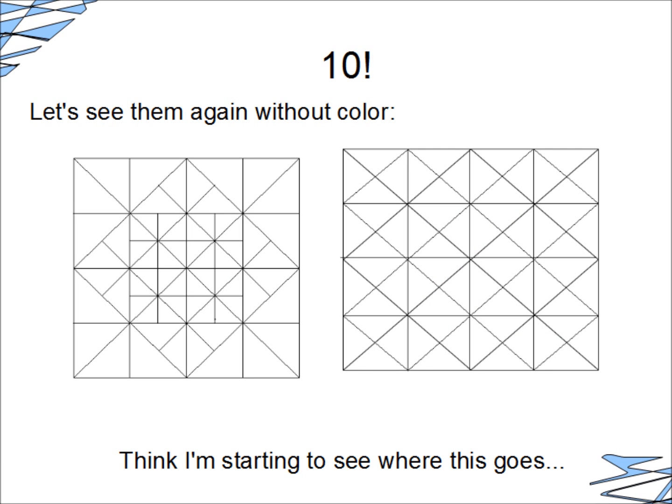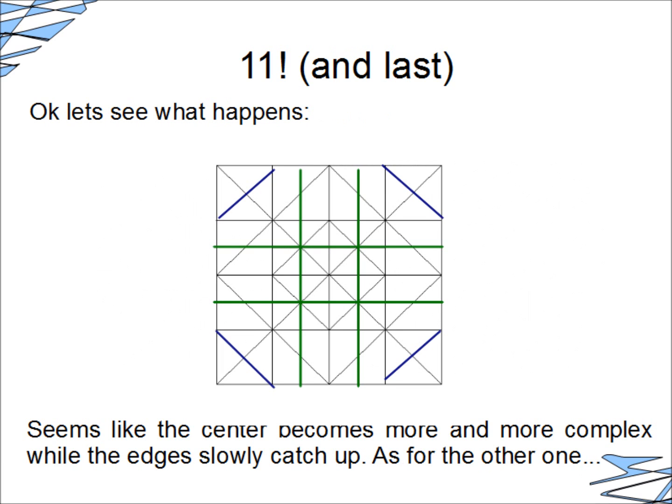Okay, 11 and last. Seems like the center becomes more and more complex while the edges slowly catch up. So we're kind of having this really sophisticated center and this relatively slow edge. I kind of like to think about it as this very far away situation, but fractals are pretty much that, just something that is self-similar. And we have something that is becoming self-similar.